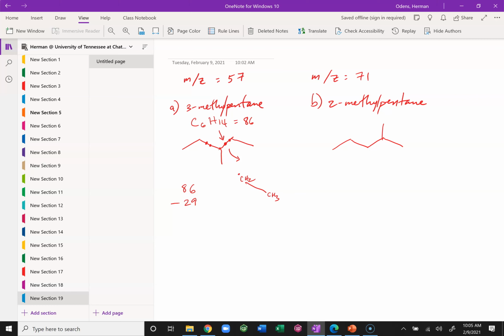You have C2, that's 24. 24 plus 5, that's 29. So I'm losing a fragment of 29. So I got 86 minus 29. This is equal to 57.